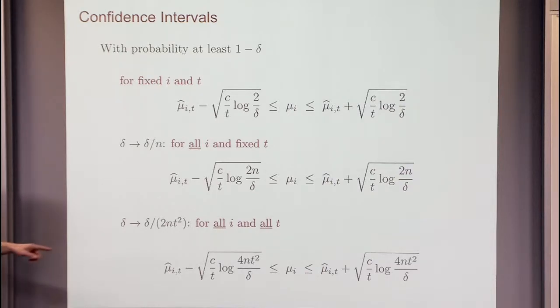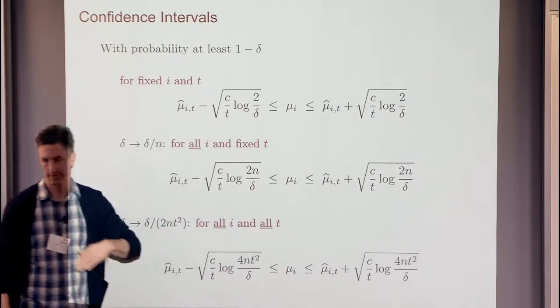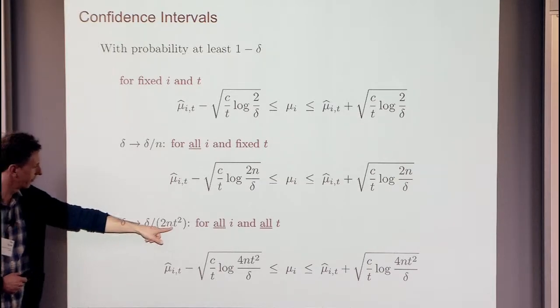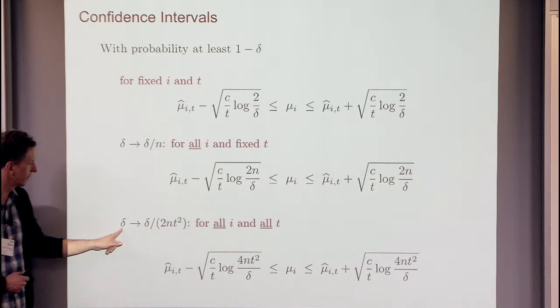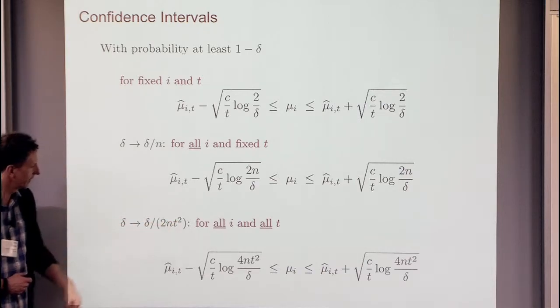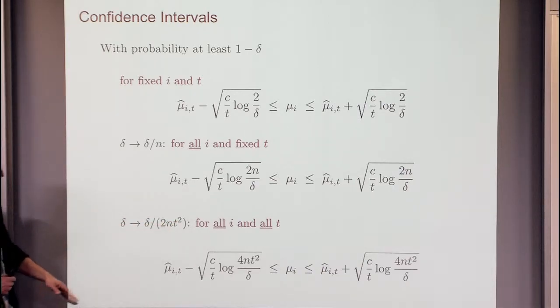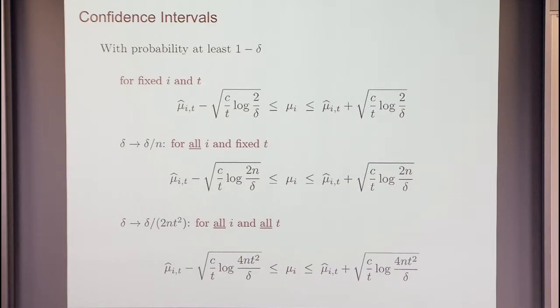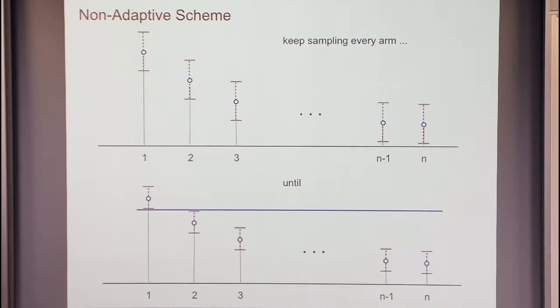And then I also want it to hold for all numbers of samples. So maybe 1 sample, 2 samples, 3 samples, and so on and so forth. I don't want to say I know in advance how many samples I'm going to take. And so then I'll also divide by 2t squared. So I'll take delta over this, and that, again, I can union bound everything. And then I'll have confidence bounds that hold for all i and all t. Okay? So once you do that, things are pretty easy.